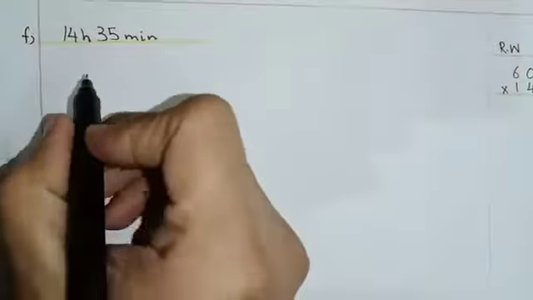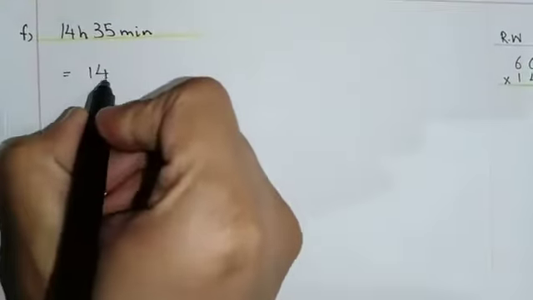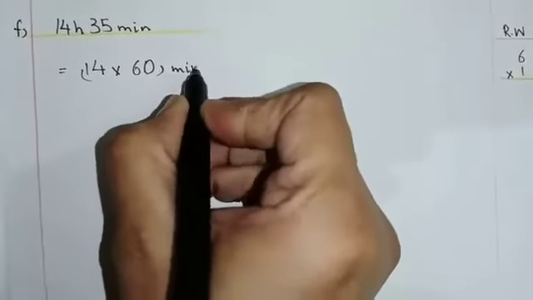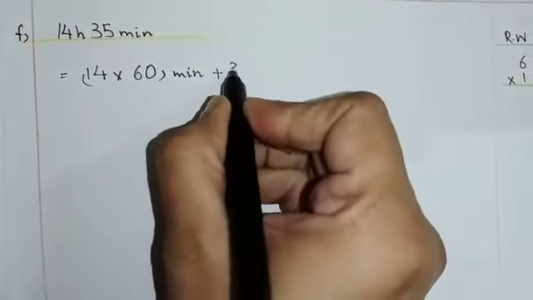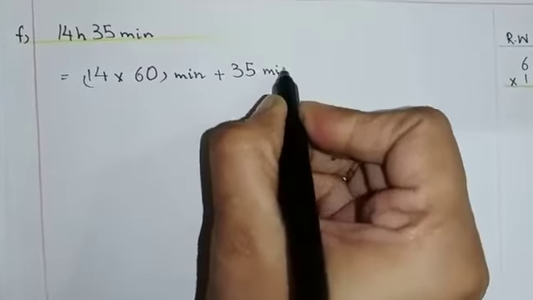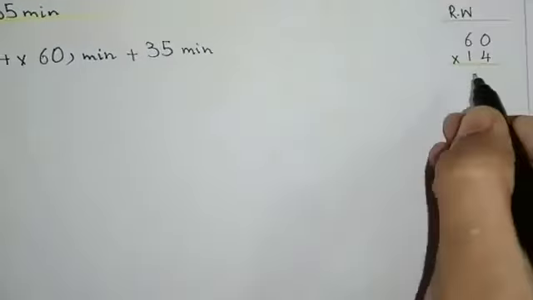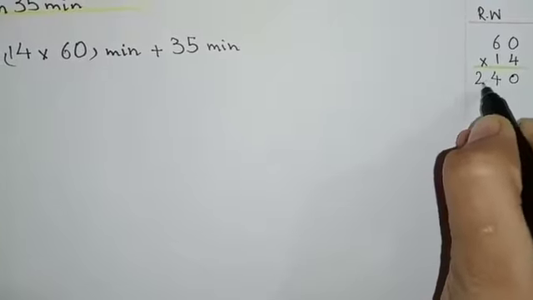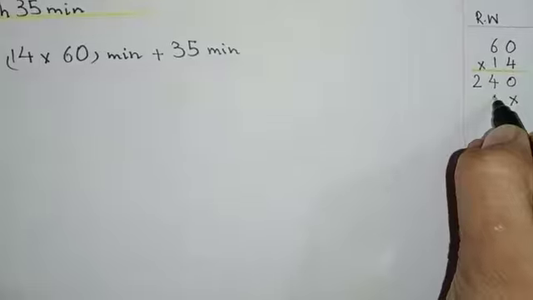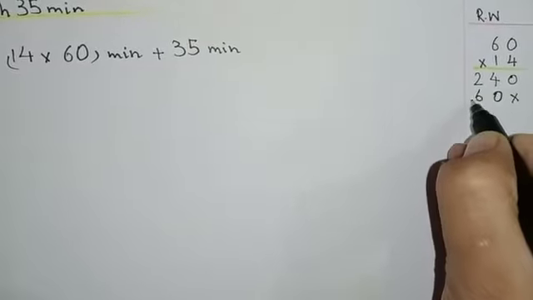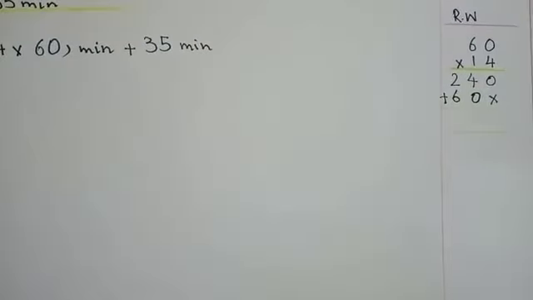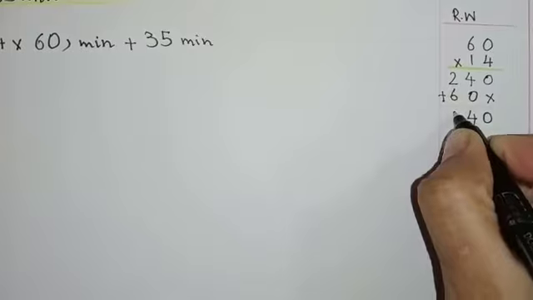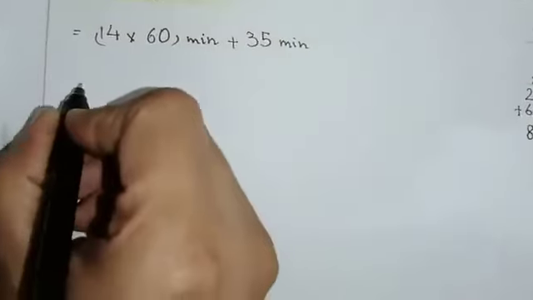Now last part is 14 hours 30 minutes. It's 14 multiplied by 60 minutes, plus 35 minutes. Now we multiply it. 4 sixes are 24. Now we multiply 1 with 0. It's 0 and 1 six is 6. Now we will add it. It's 0. 4 plus 0 it's 4. 2 plus 6 it's 8. So the answer is 840.